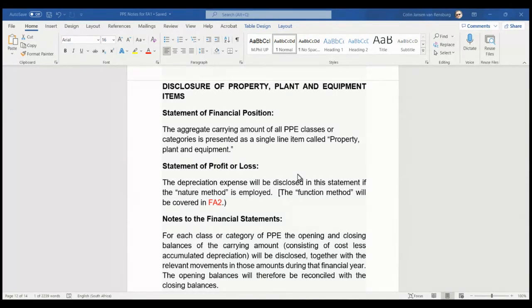There are many possibilities, but we are going to be dealing with three possibilities in financial accounting 1. Later on, in financial accounting 2, 3 and 4, we are going to look at more possibilities. What would you say are the possible items that will cause a movement in our carrying amounts from the beginning of the year to the end of the year? If you can just give me a few ideas in the chat there, please.